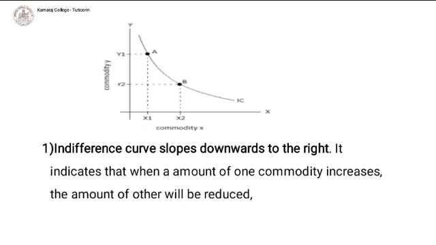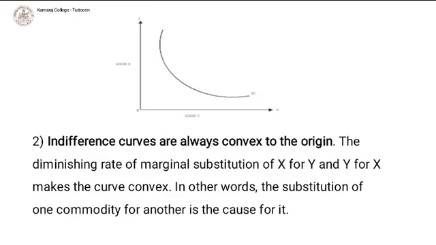Next one: indifference curves are always convex to the origin because of the law of diminishing marginal rate of substitution. What is the marginal rate of substitution? It is the rate at which a consumer gives up some amount of one good in exchange for another good while maintaining the same level of utility. In this figure, the slope of the IC curve means that the marginal rate of substitution of X for Y diminishes.